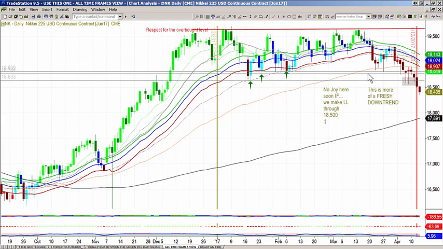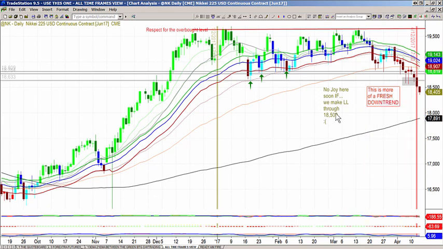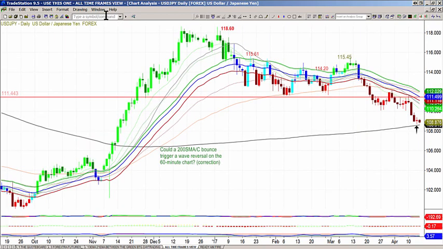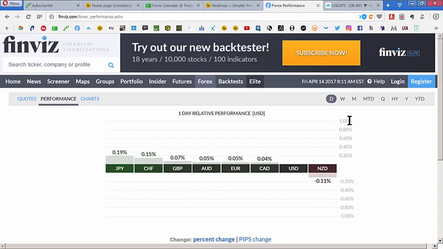So it was easy to take advantage of overbought, oversold until, like I said here a few days ago, no joy if we make it through 18.5. And that's pretty much what we've done. We made it through 18.6, made it through 18.5, and now this is more of a fresh downtrend. And that's what we're dealing with now. Which means that if we see a drag on the Nikkei during the Asian session, we're going to see, for the most part, yen strength during that Asian session as well.